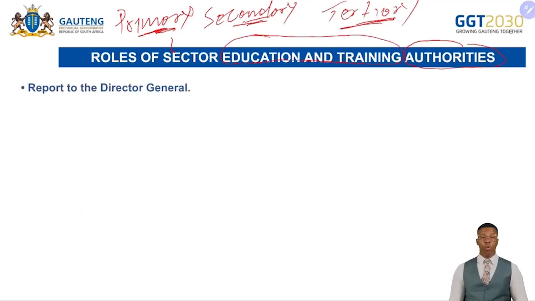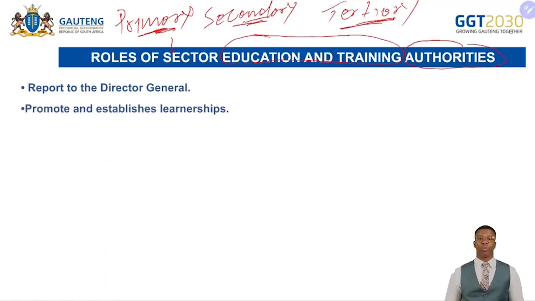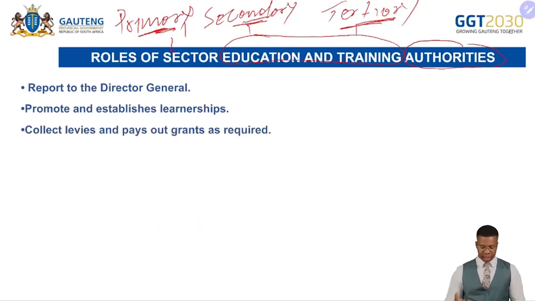Now, the role of the sector education and training authorities: one is to report to their director general. Another one is to promote and establish learnerships for the different sectors, to say which learnership can be developed and offered to the workers so that they train or improve their skills. And another role of sectors is to collect levies. Remember, we talked about the 1% that is being paid by the businesses or the employers.